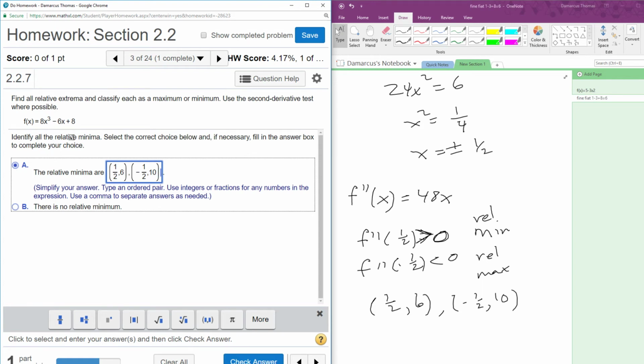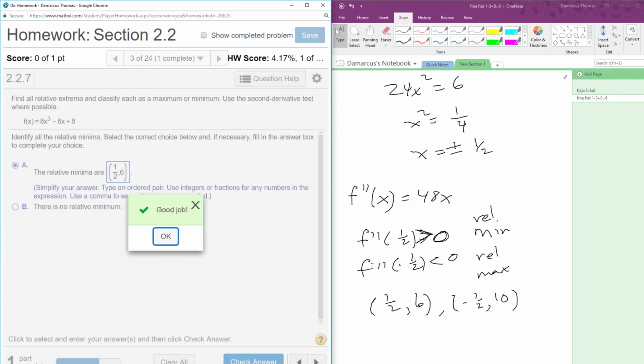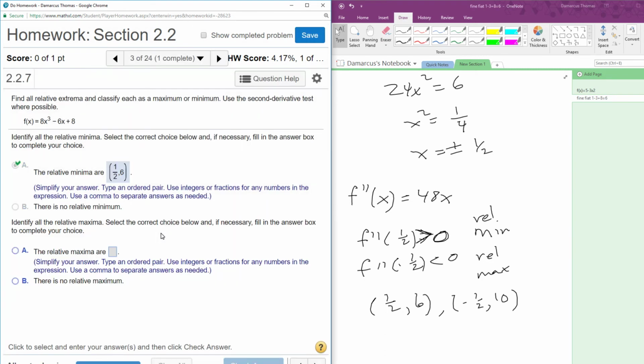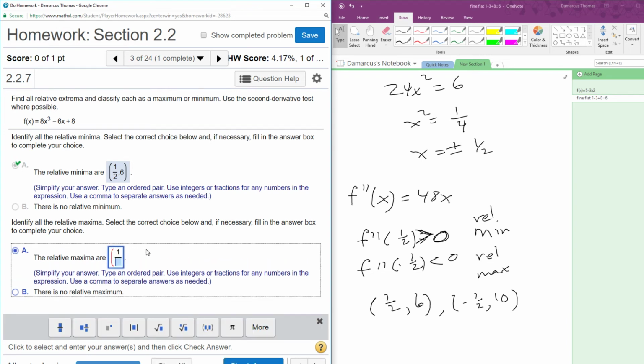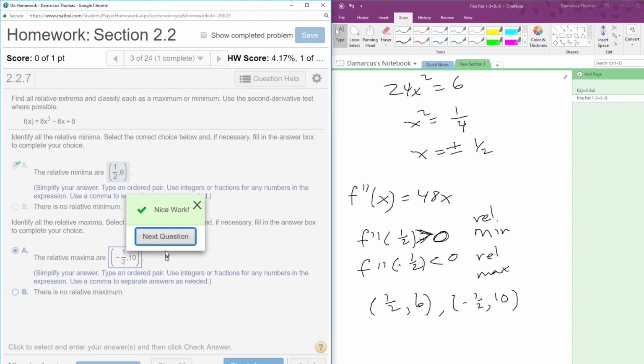Identify all of the relative minima. Well, I've actually identified the relative min and the relative max. So I just want to identify all the relative mins, right? So there's actually a relative min at 1/2 and 6, and then the relative max occurs there.